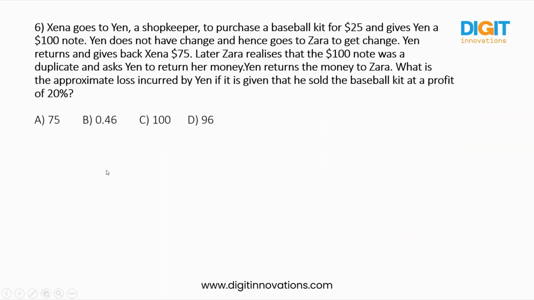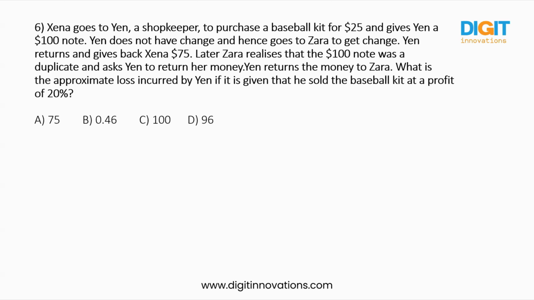Next one. Zina goes to Ina, a shopkeeper, to purchase a basketball kit for 25 and gives Ina a 100 note. Ina does not have change and hence goes to Zara to get change. Ina returns and gives back Zina 75. Later, Zara realizes that the 100 note was a duplicate and asks Ina to return her money. Ina returns the money to Zara. What is the approximate loss incurred by Ina if it is given that he sold the basketball kit at a profit of 20%?